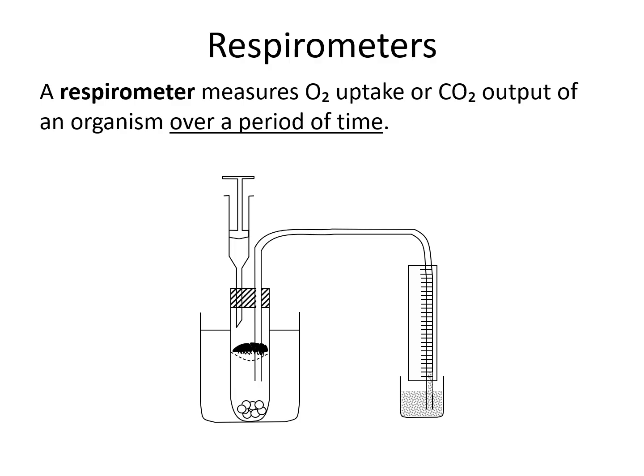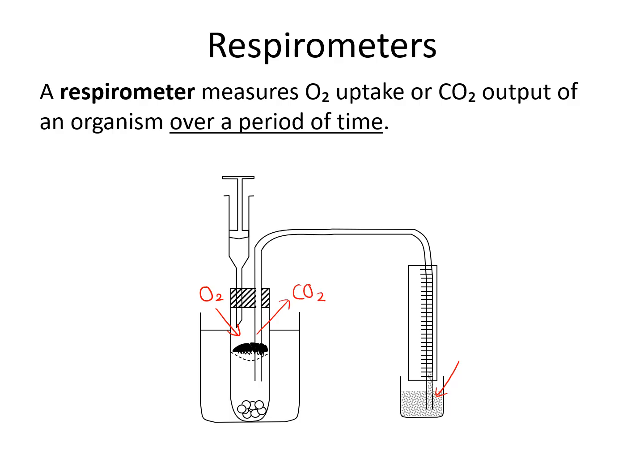So the other piece of equipment that we need to be aware of is a respirometer, and a respirometer is measuring oxygen uptake or CO2 output of an organism over a period of time. So what we have here is a woodlouse that's been placed into a sealed container with air inside, and the sealed container is connected to this capillary tube, which is connected to this coloured liquid here. Now, as this woodlouse respires aerobically, it is going to be consuming oxygen and giving out carbon dioxide.